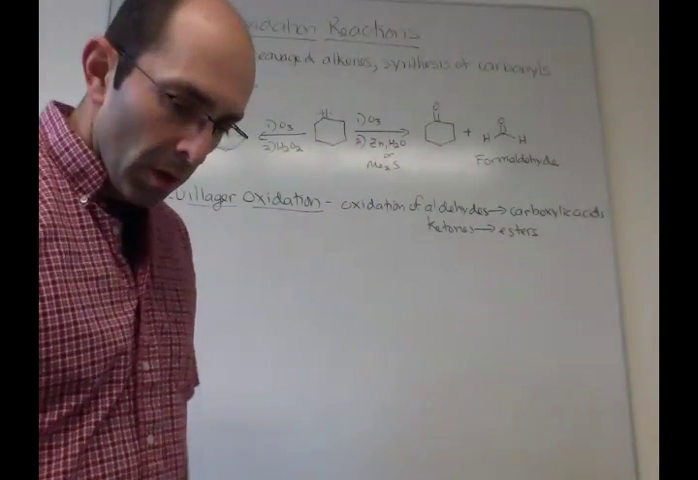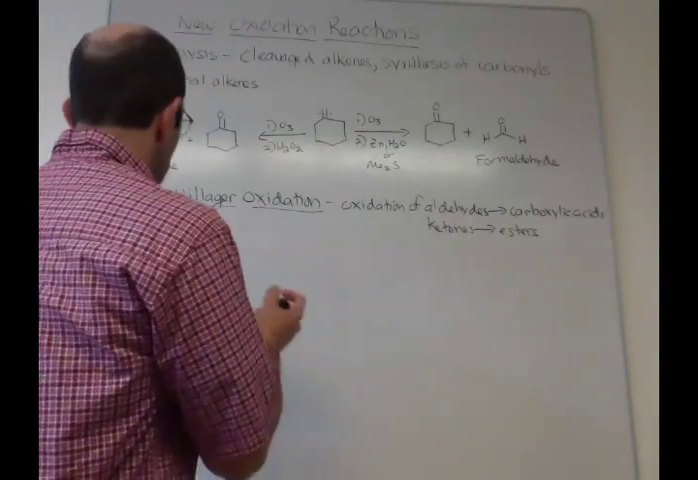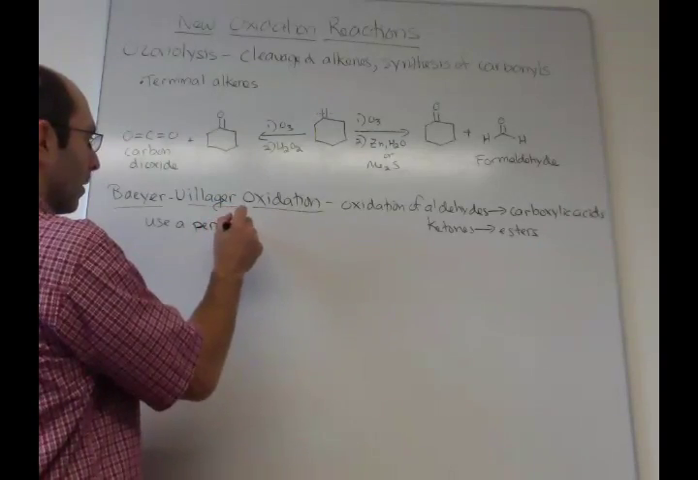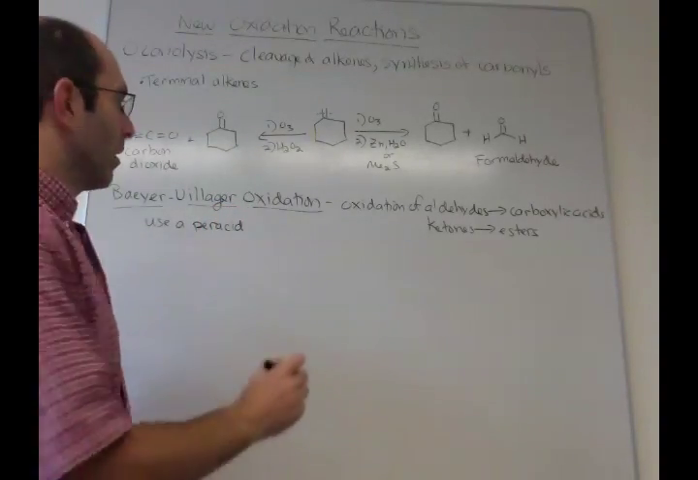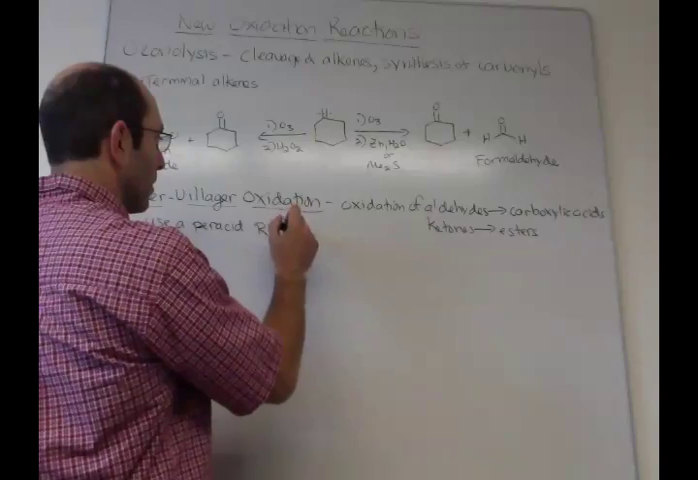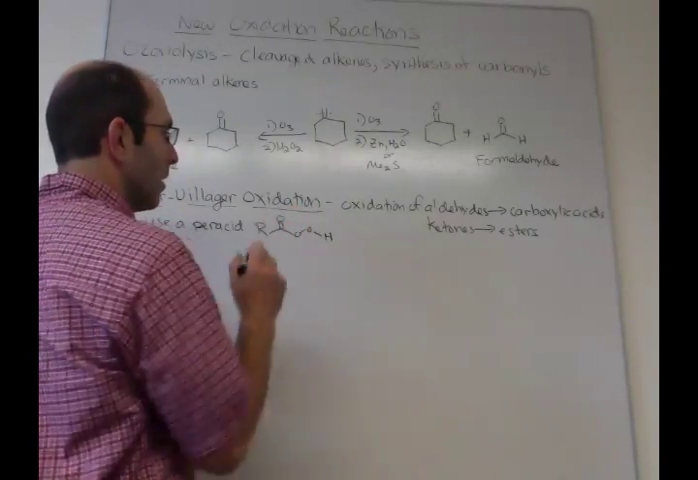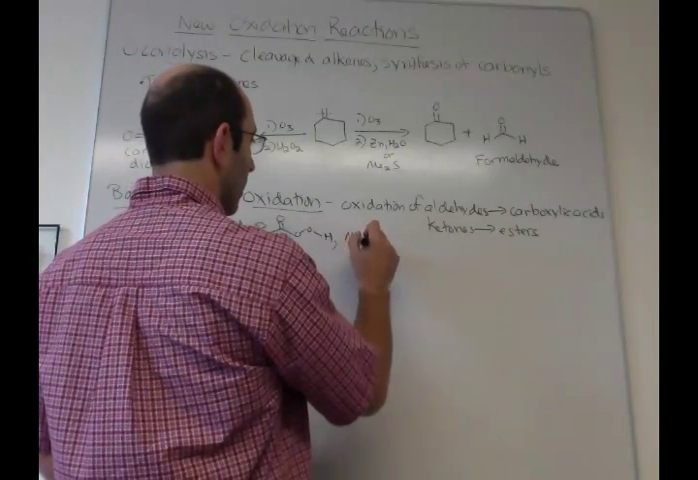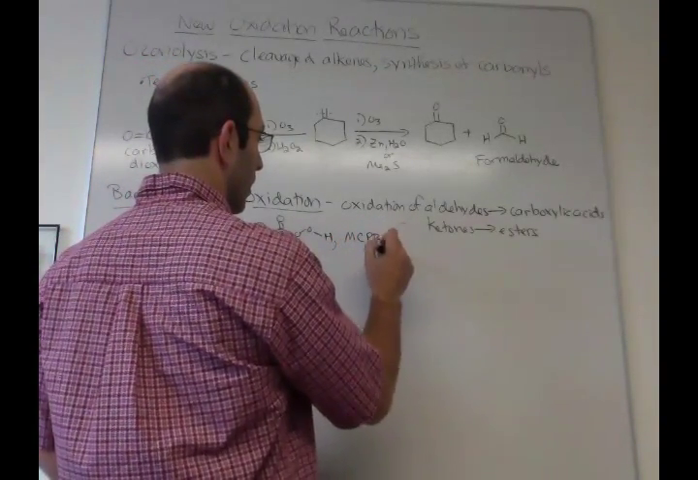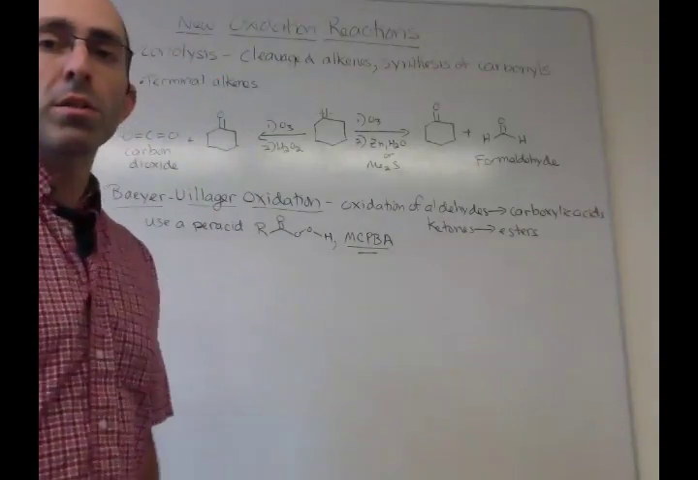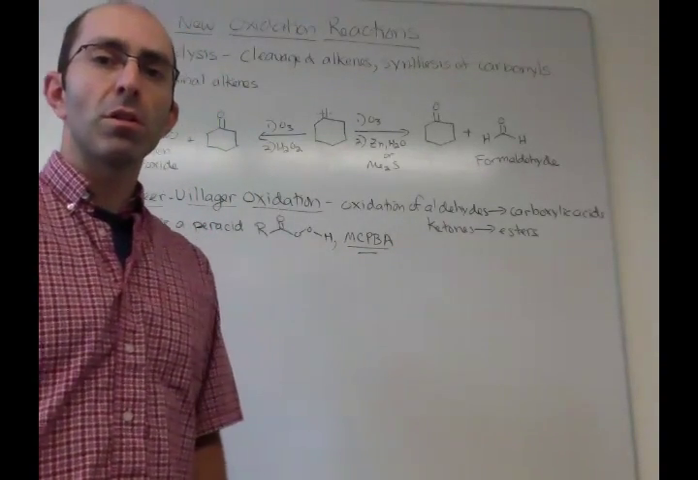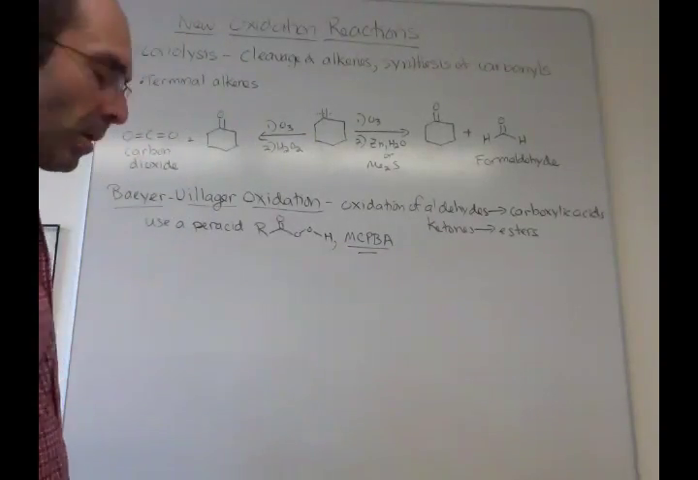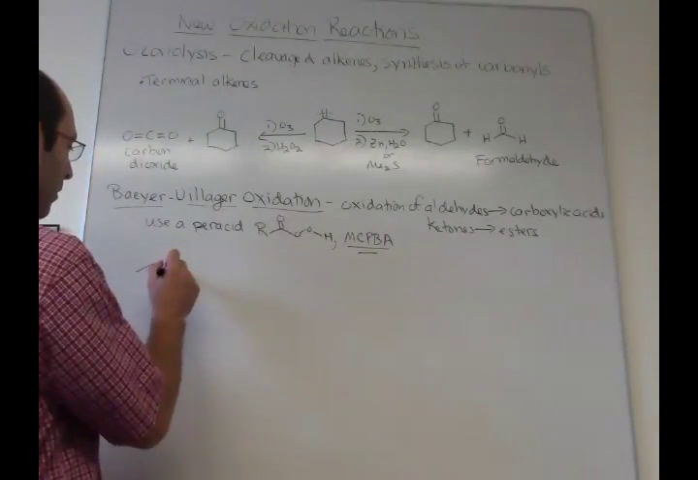Okay? And what we will use for doing these reactions is a per acid. Right? And as we talked about in class, this is just a carboxylic acid with an extra oxygen. Right? And our prime example of a per acid is MCPBA, metachloroperoxybenzoic acid, which we've used for epoxidation of alkenes. It also does the Baeyer-Villiger oxidation. All right, so let's just take a look at a couple of reactions.